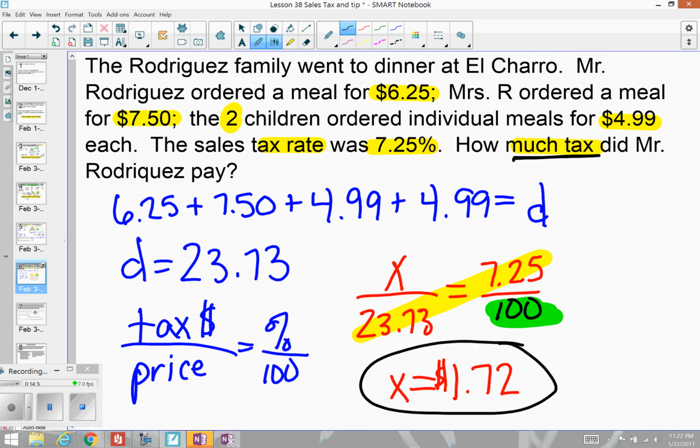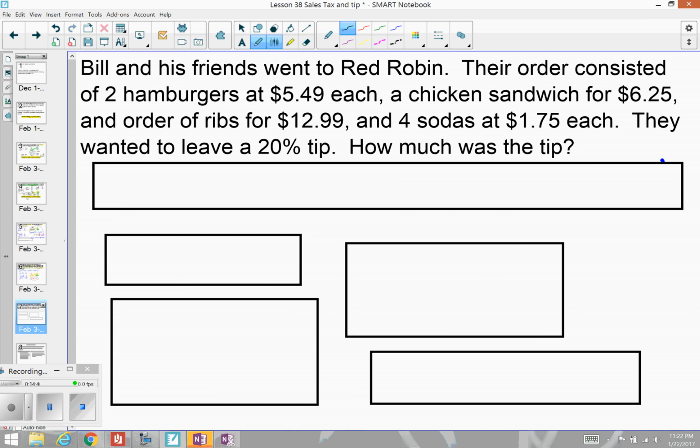Very good. Last example. Bill and his friends went to Red Robin. I love their French fries. Their order consisted of 2 hamburgers at $5.49 each, a chicken sandwich for $6.25, an order of ribs for $12.99, and 4 sodas that were $1.75 each. They wanted to leave a 20% tip. How much was the tip?